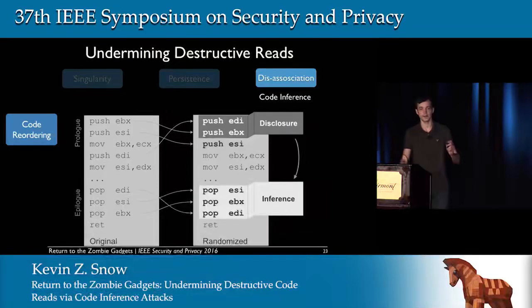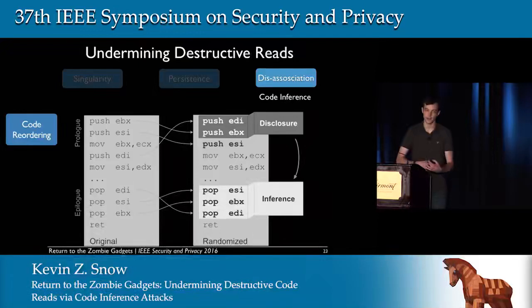The idea here is on the left, we have a function, the instructions in a function. In the prologue of that function, we're saving a few registers. It's a pretty common operation. Then at the end of that function, we're restoring the value of those registers. So the transformation is just shuffling around the order that we save and restore registers in.